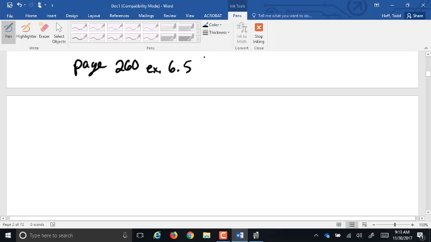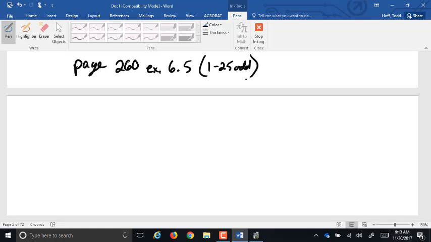So out of the book, we're looking at page 260, exercise 6.5, 1 through 25, the odd, is going to be writing these expressions and equations from word problems and solving some applied problems. Next week on Tuesday, we're going to talk about mixture problems. We didn't get time to touch on those today. Then I think next week, Wednesday, we're going to wrap up Unit 4. So next week, Thursday, will be our Unit 4 test.